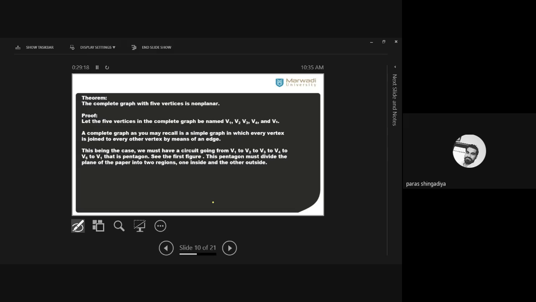How can we create K5? Consider first 5 vertices. Okay? And then connect them. Apply the definition of a complete graph. Each and every vertex should be connected. The degree of each and every vertex should be 4. Clear? That is the meaning of a complete graph. So here you have to explain it. Okay? That is the proof of that concept.